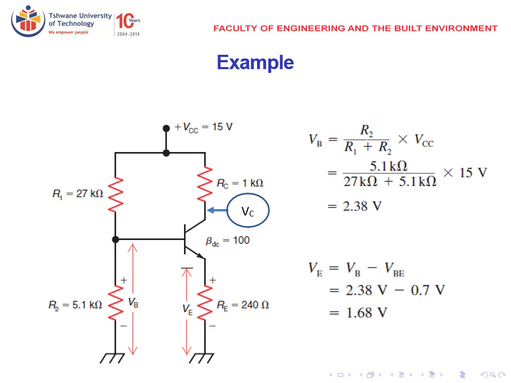So if the voltage between the base and ground is equal to 2.38, and we know that the voltage between the base and the emitter is 0.7, what is the voltage on the emitter resistor VE? VB is equal to VBE plus VE, meaning that VE will be equal to VB minus VBE. So the resistor RE will have a voltage of 1.68.